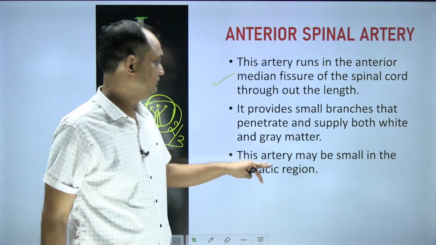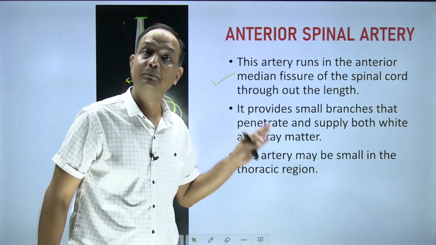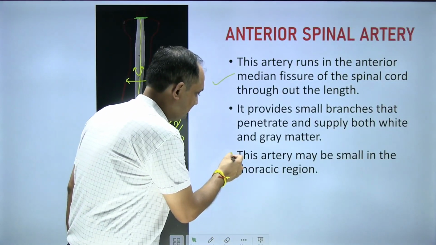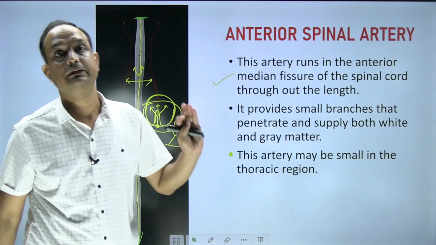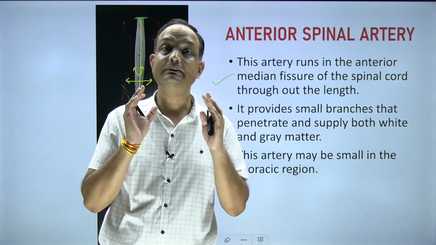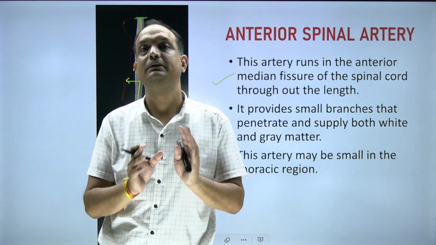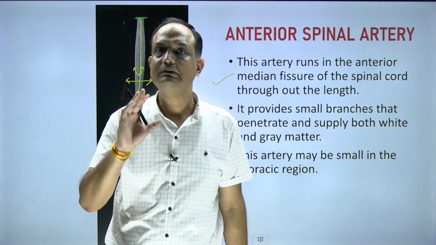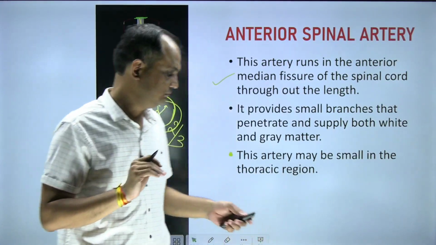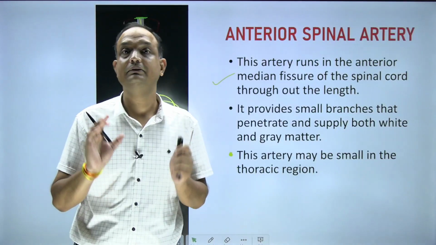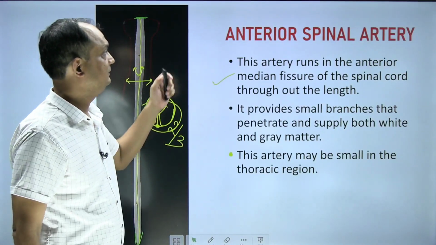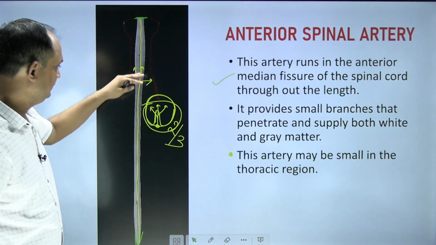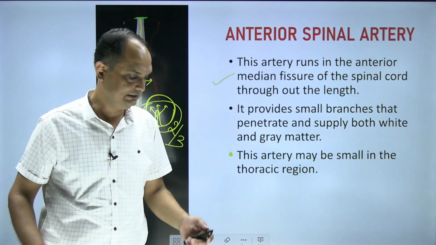This artery may be smaller in the thoracic region and below. This line is very important to understand: whenever we are talking about the anterior spinal artery, it basically dominantly supplies the cervical region of your spinal cord. Now, this is a very commonly asked question. So, you have to keep in mind that in the cervical region, the main blood supply comes from the anterior spinal artery. What happens about the remaining part, we will discuss in the coming part of this lecture.